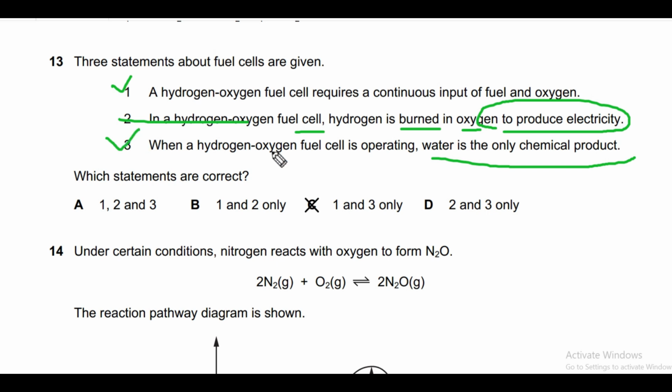Now 3: when a hydrogen oxygen fuel cell is operating, what is the only chemical product? Yes, 3 is the right answer. Hydrogen reacts with oxygen to produce water. So C is the right answer. Whose statements are correct? C is the correct answer. Now 14.